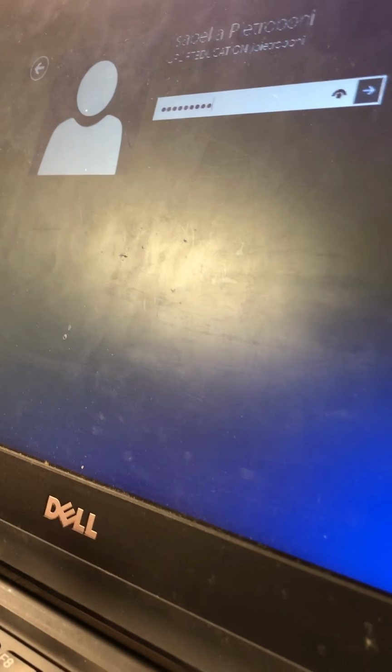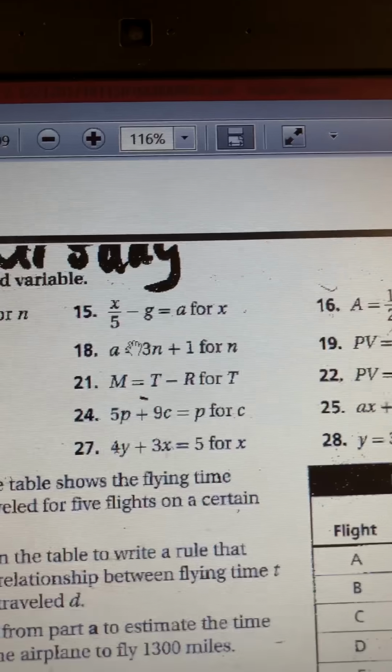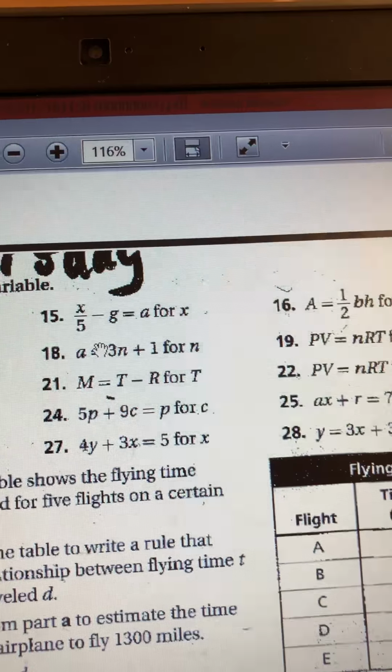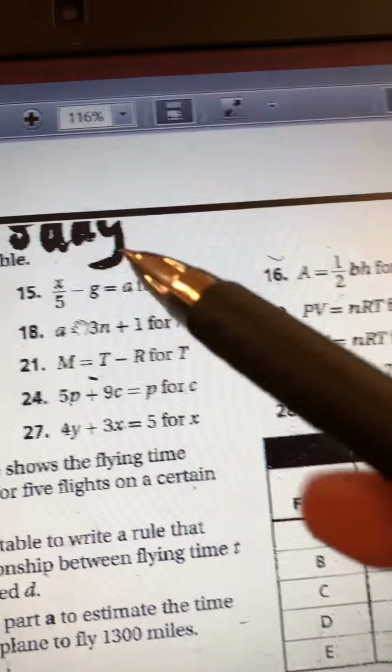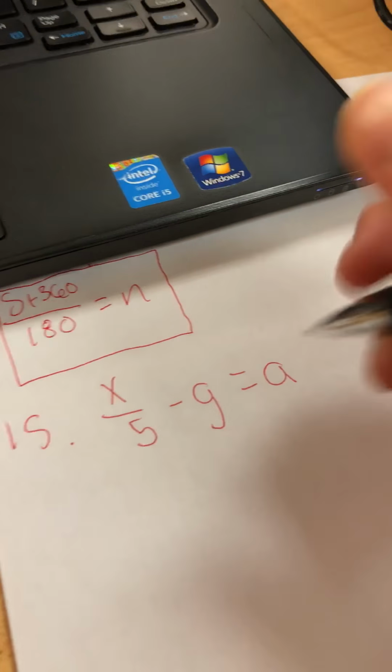If they don't have any other questions, I'm going to go over one more example. We're going to go over 15. Number 15 says x over 5 minus g equals a. In this instance, we're going to solve for x. I went and wrote it on this piece of paper.